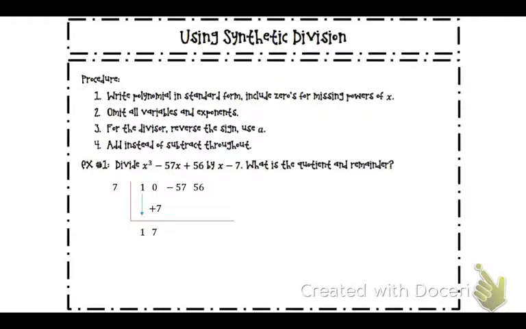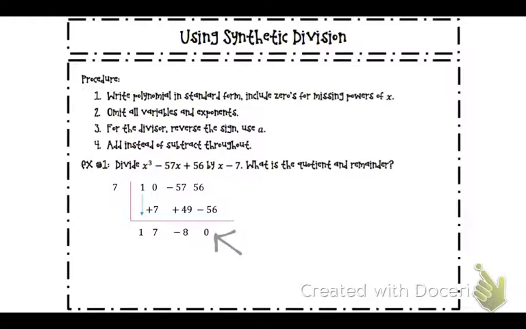Then we're going to multiply. So 7 times 7 is 49. We're going to add negative 57 plus 49 is negative 8. Then you're going to multiply. Negative 8 times 7 is negative 56, which is 0. Okay. This means that our remainder is 0. Now wait, I skipped ahead of myself. So this right here is our remainder. Since it's 0, we do not have a remainder.